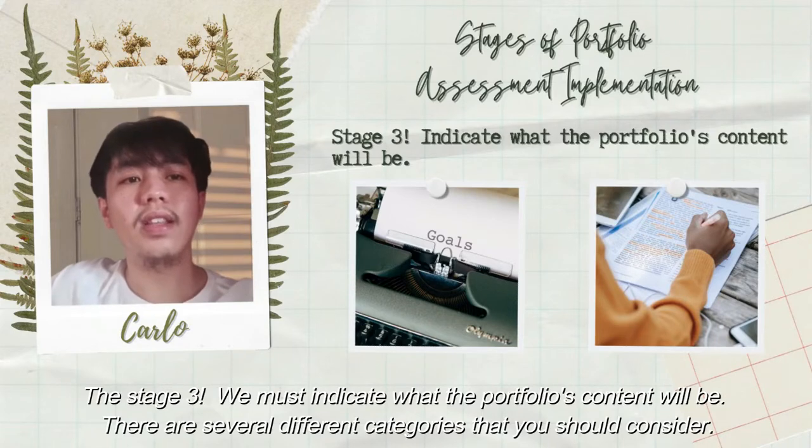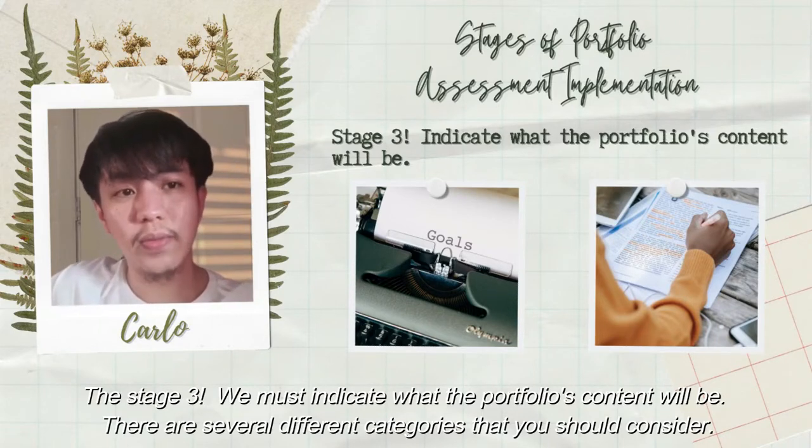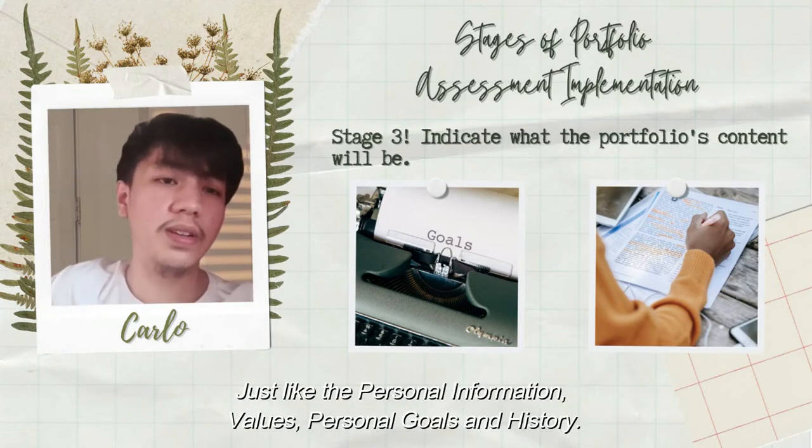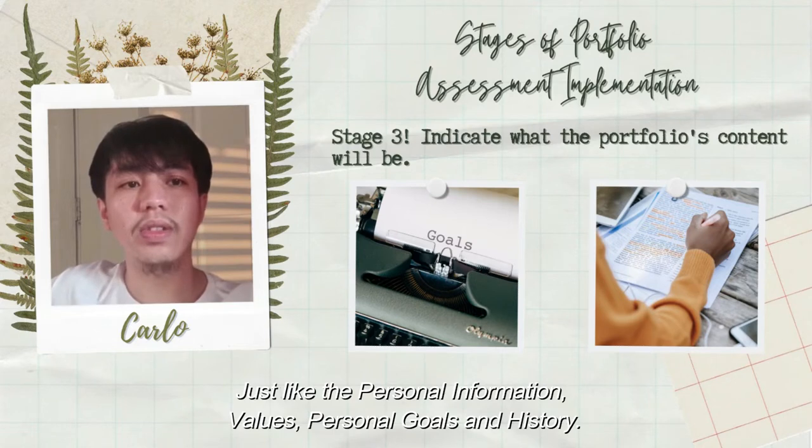Stage 3. We must indicate what the portfolio's content will be. There are several different categories that you should consider, such as personal information, values, personal goals, and history.